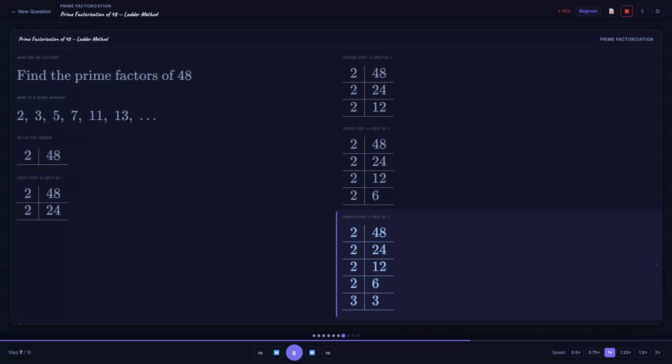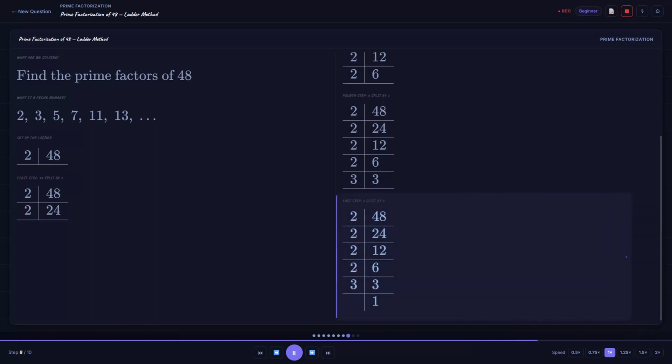Now look, 3 is not even, so 2 won't work anymore. But 3 is a prime number. So we split 3 by itself. 3 split into 3 equal parts gives us 1. When we reach 1, we stop. Our ladder is done.